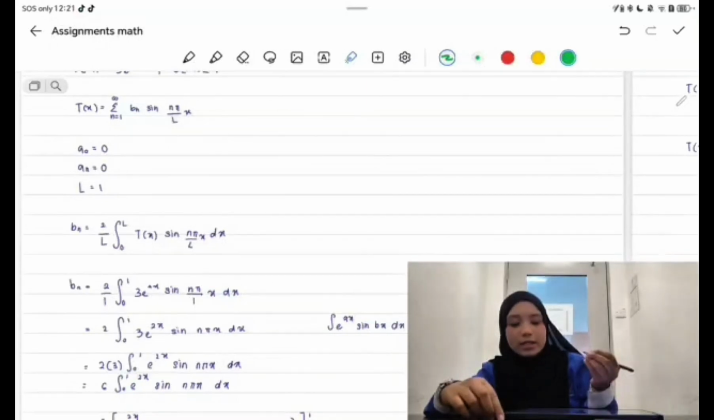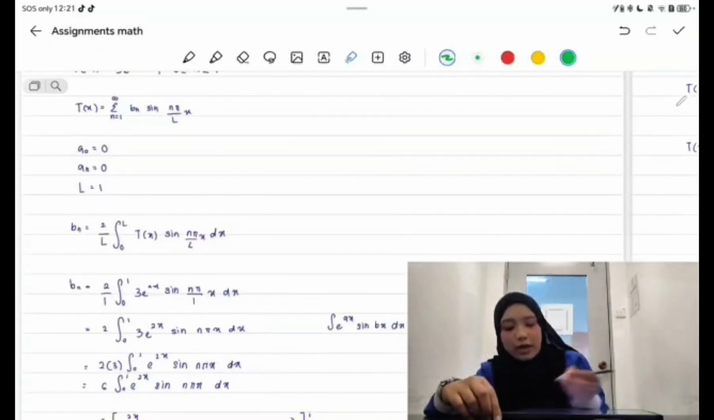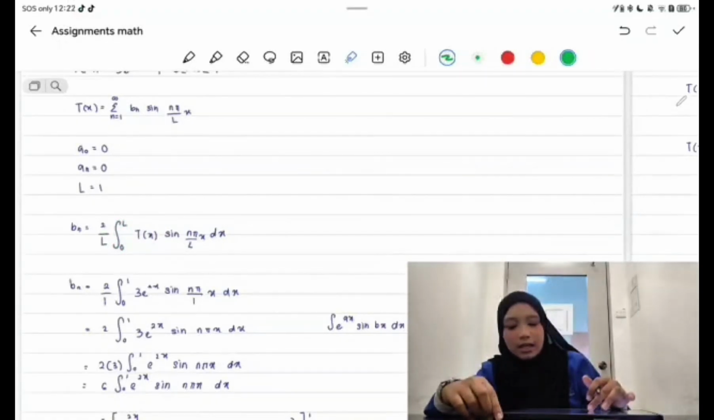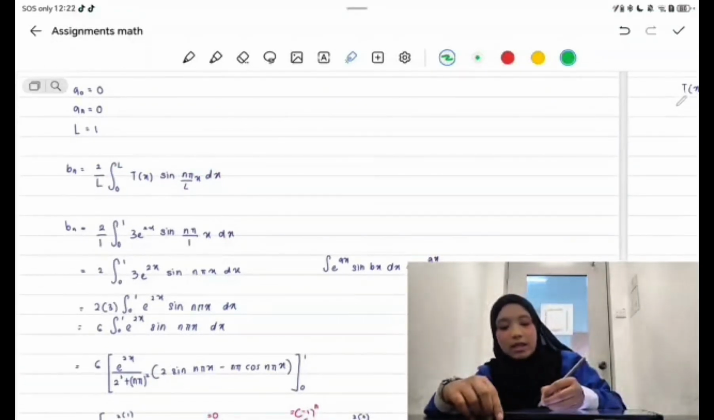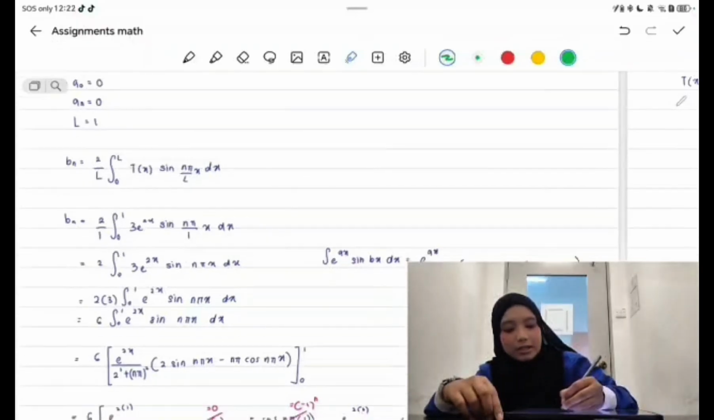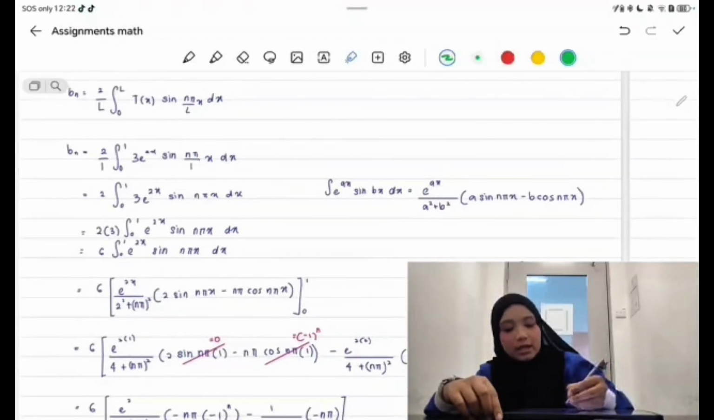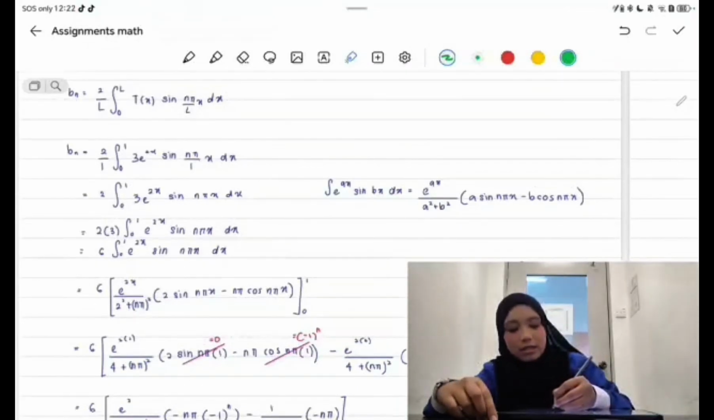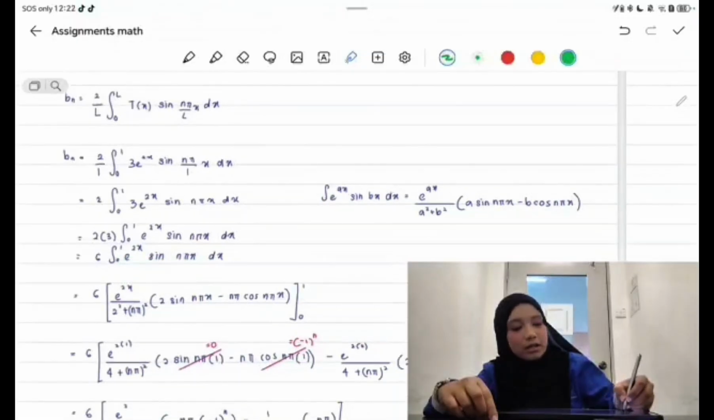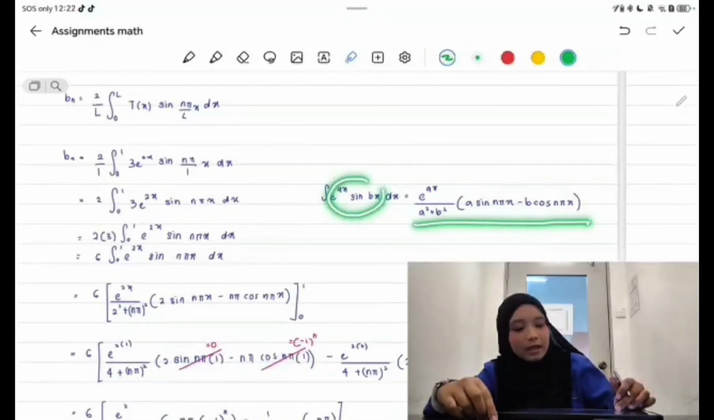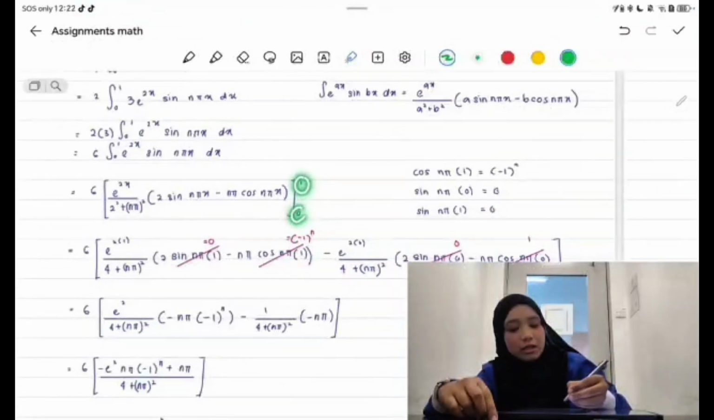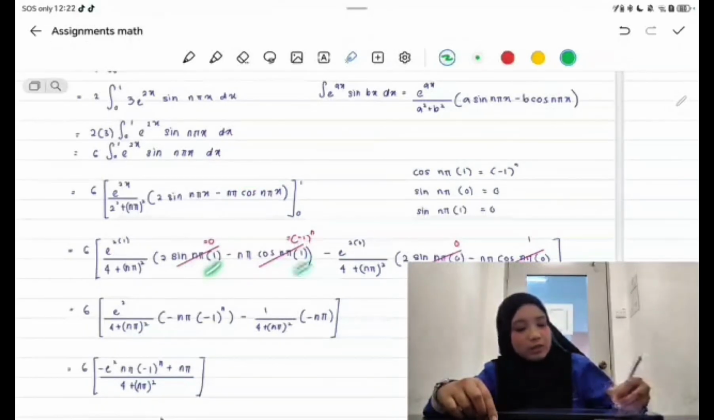First, we find out what b n is. b n is equal to 2 over L, integral from 0 to L of T(x) sine of n pi x over L dx, and then we substitute the numbers and the equations into the formula for b n. We got this, and then we simplify it, and then we integrate e^(2x) sine n pi x here. We use this formula to integrate this one, and we got this, and then we substitute 1 and 0 into this. So we substitute 1, and then we substitute 0.